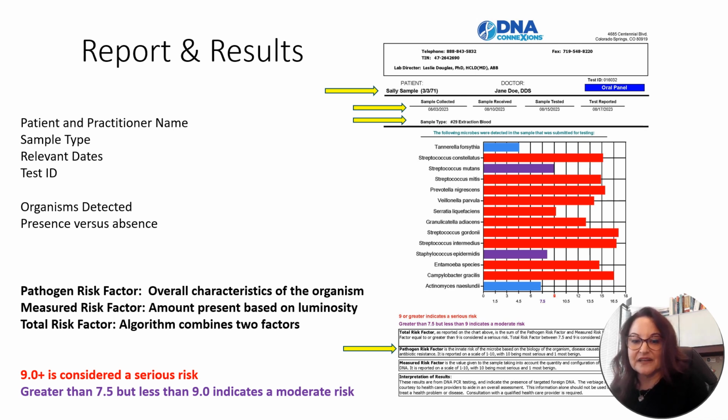The second risk factor is the measured risk factor. That is the amount of the organism that we detected in the sample provided. Finally, the total risk factor is a combination of the pathogen and measured risk factors together. What organism we detected, how bad that organism is, and how much of it was detected in the sample provided.